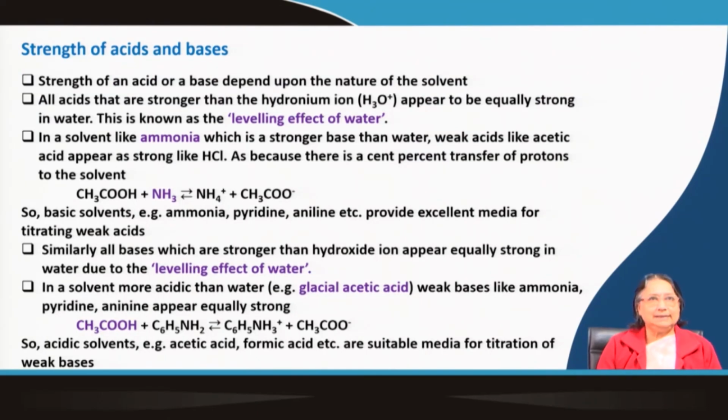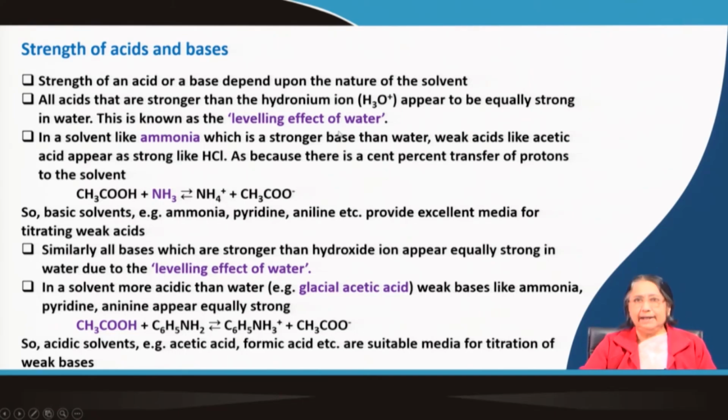Now, strengths of acids and bases. The strengths of acids and bases depend upon the nature of the solvent. I already told you the Arrhenius concept and the Franklin concept. So, the nature of an acid or base will depend on the solvent. How acidic it is, whether it is an acid or not, everything will be decided by the solvent. All acids that are stronger than the hydronium ion appear to be equally strong in water. This is called the leveling effect of water.